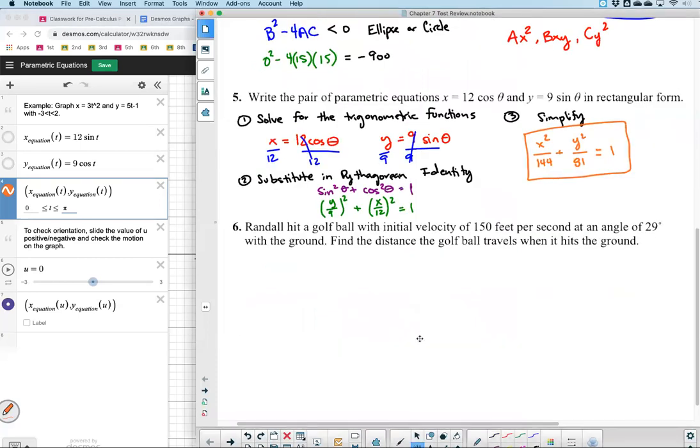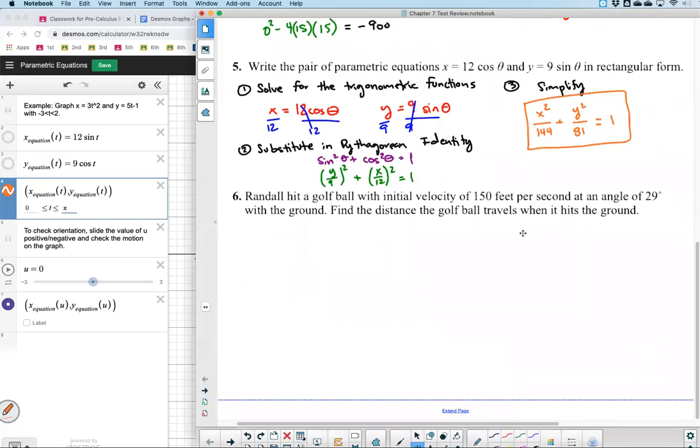All right, number 6. It says Randall hit a golf ball with a velocity of 100 feet per second at an angle of 29 degrees with the ground. Find the distance the ball travels when it hits the ground.